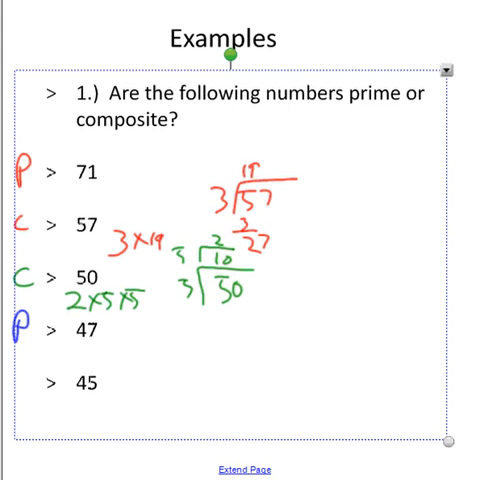Let's work on 45. Pause the video, work on 45, and then come back and listen to the video. The number 45 is divisible by quite a few things. 45 can be divided by 5. 5 will go in there 9 times. 9 can be divided by 3 and 3. So 45 is a composite number, and its factorization would be 3 times 3 times 5.